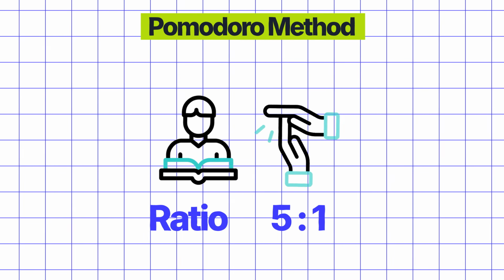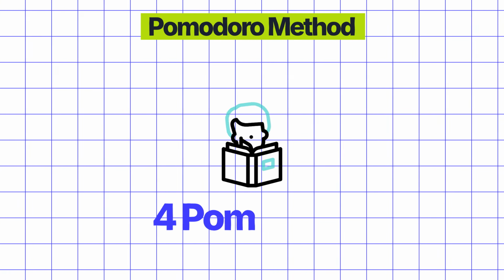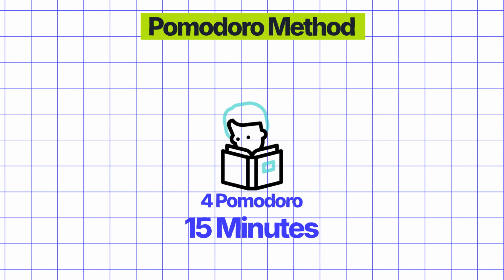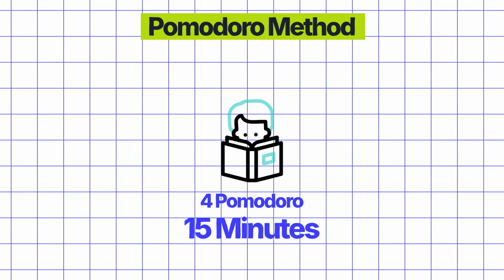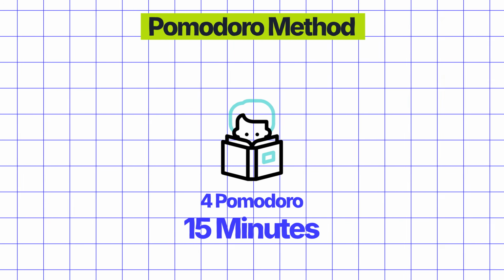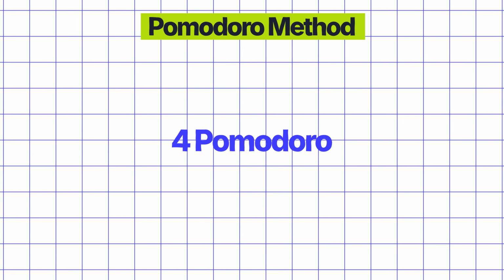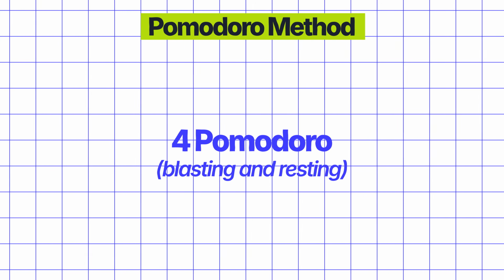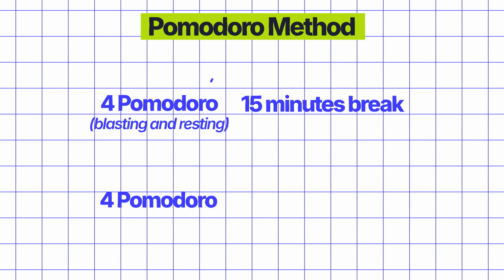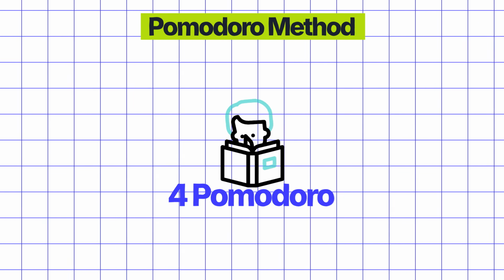Now typically you should allocate a longer break every 4 Pomodoros for about 15 minutes instead of 5. Give yourself an hour off somewhere in the middle for lunch and maybe some exercise. So taken all together, it looks like this. 4 Pomodoros, blasting and resting, then a 15-minute break, then another 4, then lunch for an hour, and then your final 4 Pomodoros. Start at 9, lock in until lunchtime at about 1 till 2, then lock in again until day end at about 4, easy.